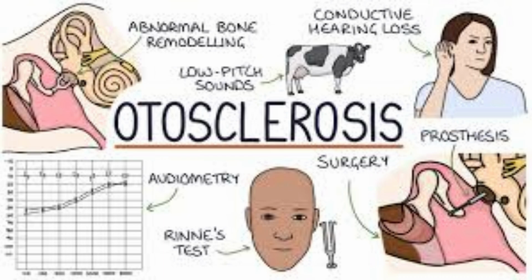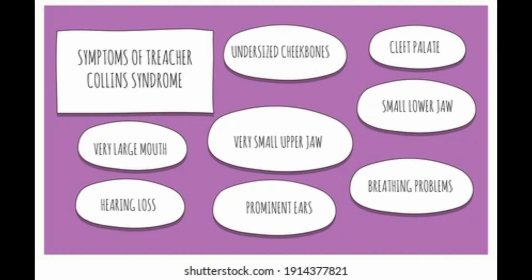Otosclerosis. Otosclerosis is a condition where abnormal bone growth in the middle ear impairs the ability of the stapes bone to vibrate. It can lead to progressive hearing loss. It typically affects adults and can be treated with surgery or hearing aids.